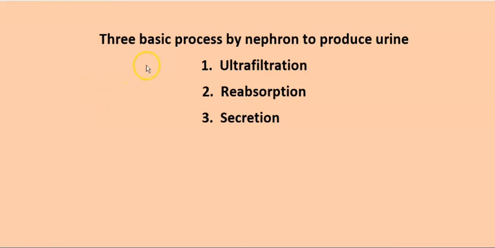There are three basic processes carried out by the nephron to produce urine. Number one, ultrafiltration process. Number two, reabsorption process. Number three, secretion process. By these three processes, the nephron will produce urine. Now we will look at these processes one by one.